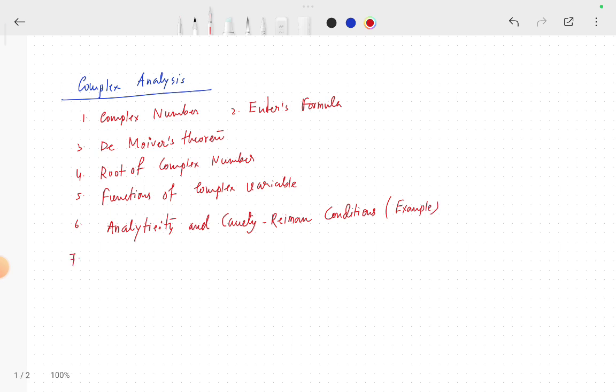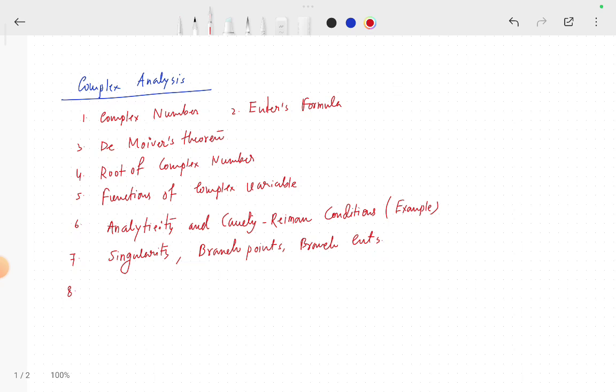Topic number 7, the next very important topic, is singularity. That is another important topic in complex analysis. We have to study singularity, types of singularity, branch points and branch cuts. These are the important topics.